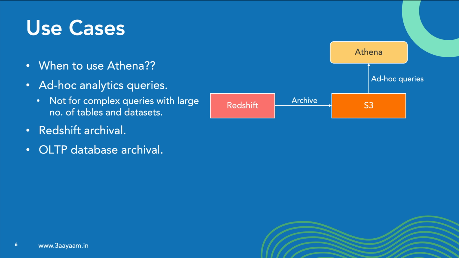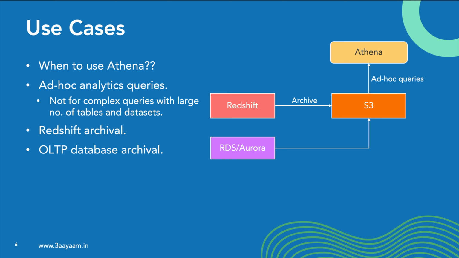Another use case is OLTP database archival. So the use case is similar. Let's say we have RDS and Aurora, which are transactional databases, and just like Redshift, we do not want to continuously increase the size of OLTP databases. The threshold for OLTP databases is much lower than data warehousing systems like Redshift, but let's say there are certain tables wherein we do not want to move the data to Redshift because those are not needed for analytics or in historical data analysis in your Redshift data warehouse.